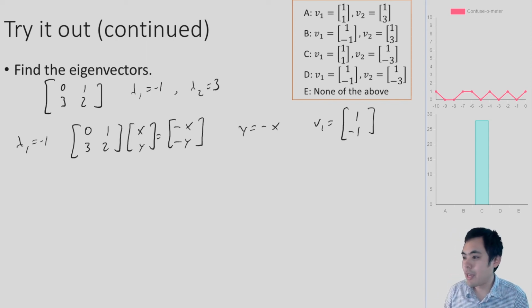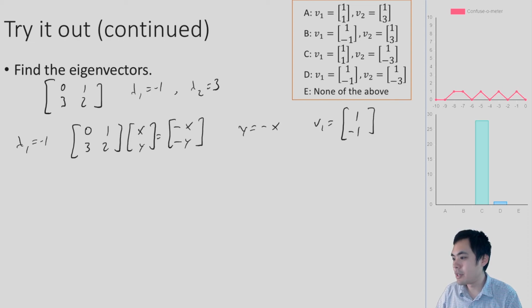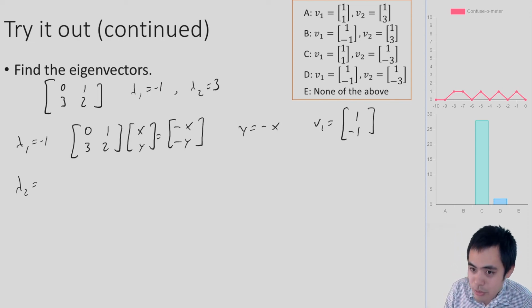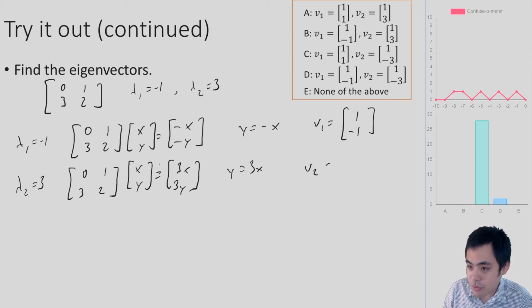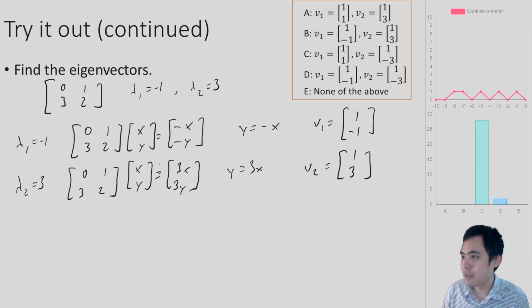So we also need to compute the eigenvalues and eigenvectors for the second one. So lambda 2 is equal to 3. So 0, 1, 3, 2 times xy is equal to 3x, 3y. When you solve this, you get y is equal to 3x. So v2 is going to be equal to 1, 3.